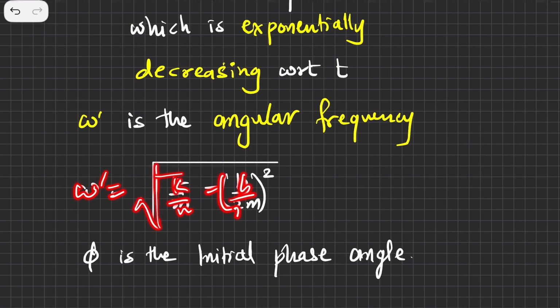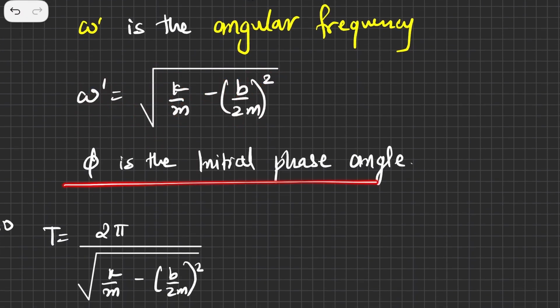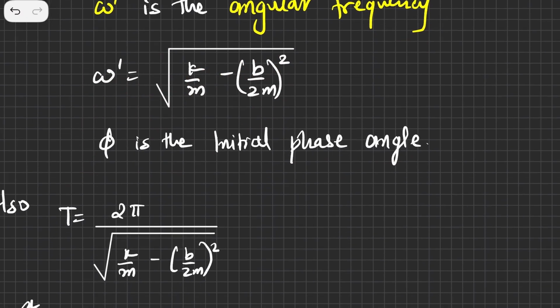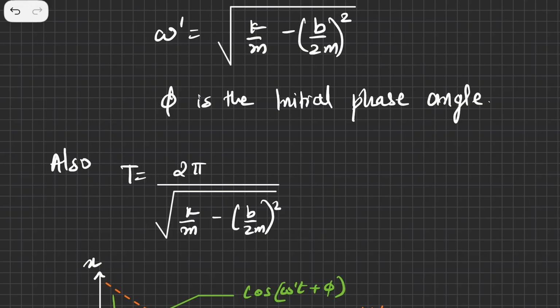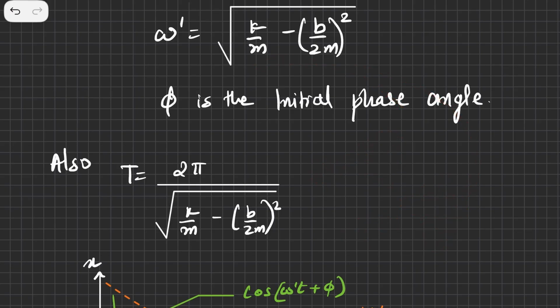Omega dash is the angular frequency, and omega dash is equal to the square root of k by m minus b by 2m the whole square. This is the omega dash value. Phi is the initial phase angle, as we have discussed in the previous videos. For the time period it's very simple. Omega is equal to 2 pi by T, so T would be equal to 2 pi by omega. Just replace the value of omega from here and you get the time period, so 2 pi divided by omega dash is what we get.